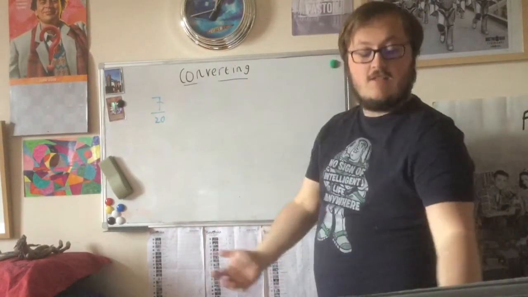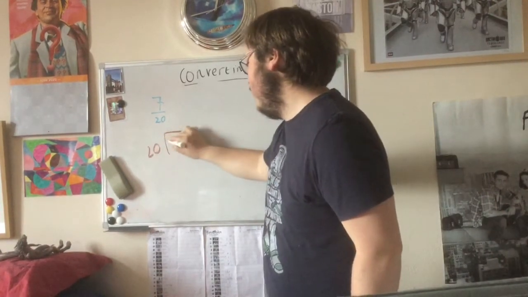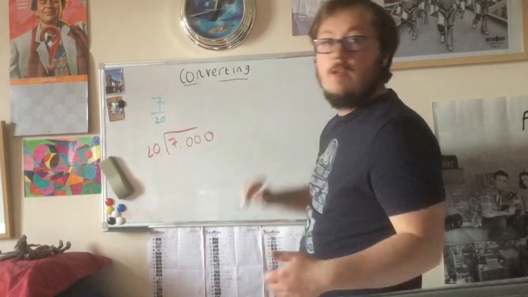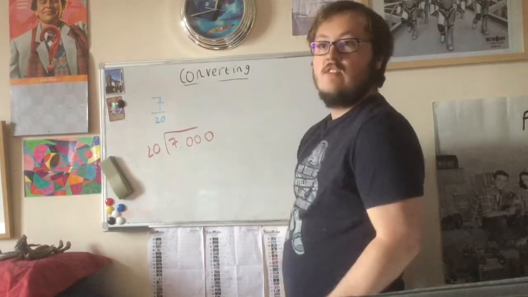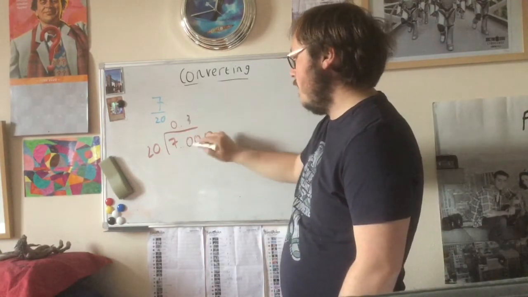So let's firstly convert it into a decimal. So 20 on the outside, 7 on the inside, and I'll put the decimal points there just because we know we're going to be doing it. How many 20s go into 7? Well, 0. How many 20s go into 70? 3 with a remainder of 10.